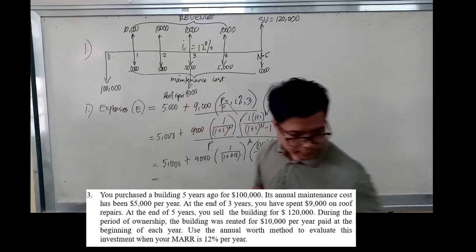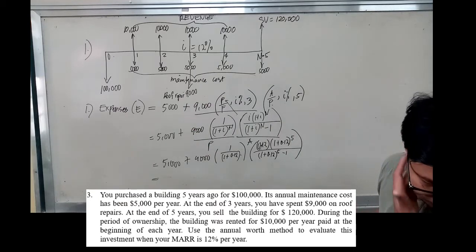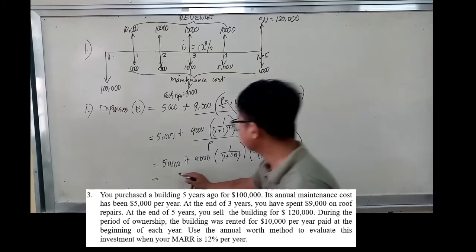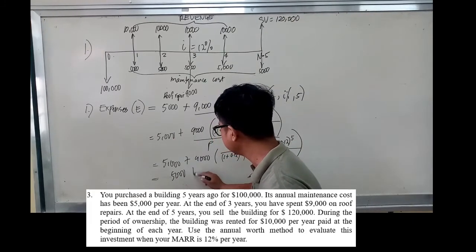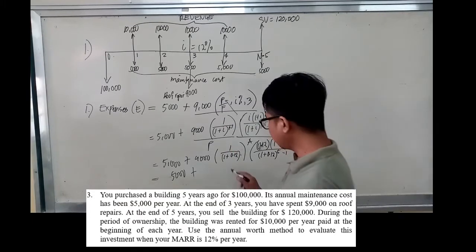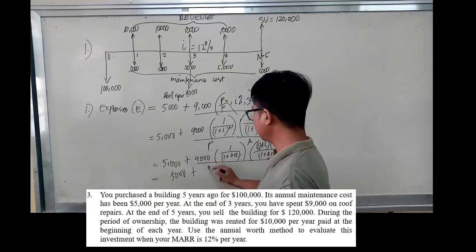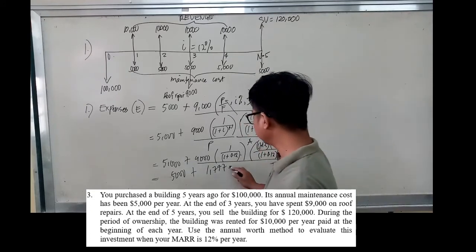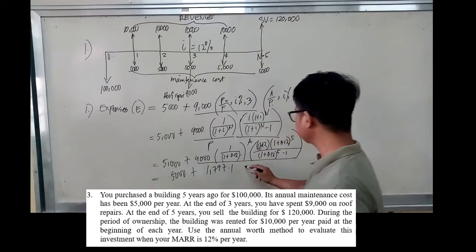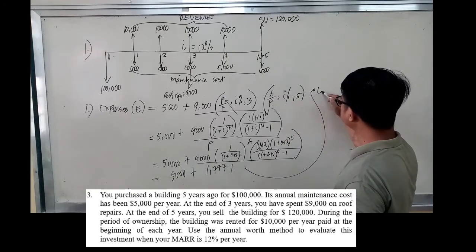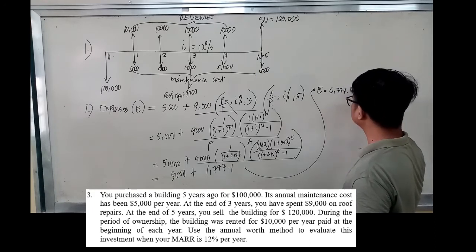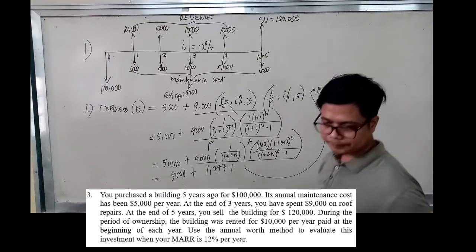So, ano yung sagot? So, ang sagot is, so this is 5,000 plus 1,777.1. Okay? So, ang expenses natin, expenses is 6,777.1. Okay.